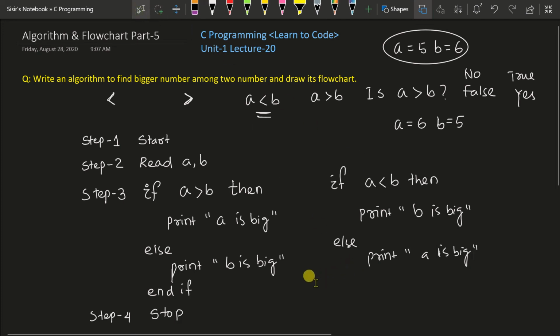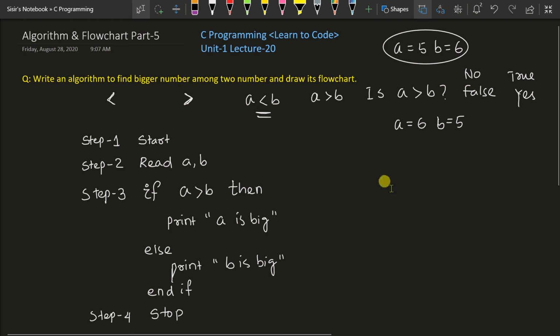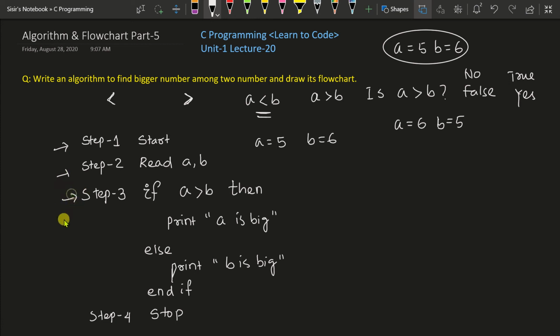Okay, so let us take an example and check whether our algorithm is working correctly or not. So let us execute step by step. Step 1 is start. The computer readies itself for executing the program. The second step says read A B, which means read the content for A and B from the user. So the computer will ask the user, please give me two numbers. Let's say the user has supplied A equal to 5 and B equal to 6. Then after getting those numbers, the computer will execute the third step. In the third step, it is written: if A greater than B.